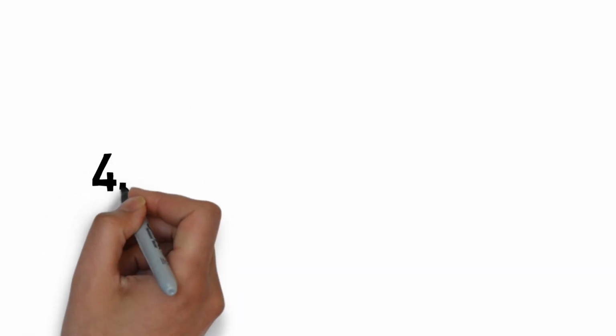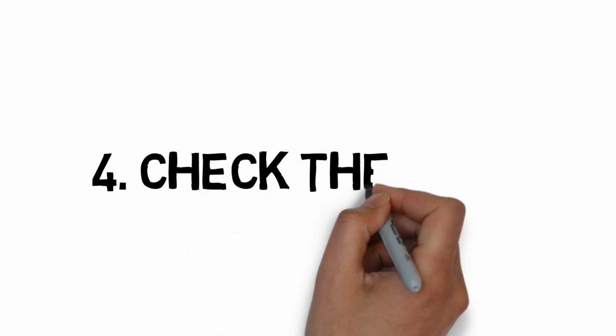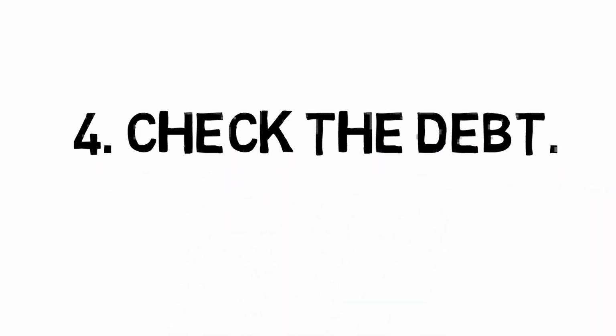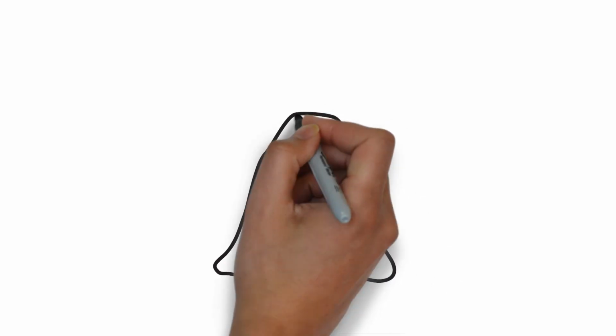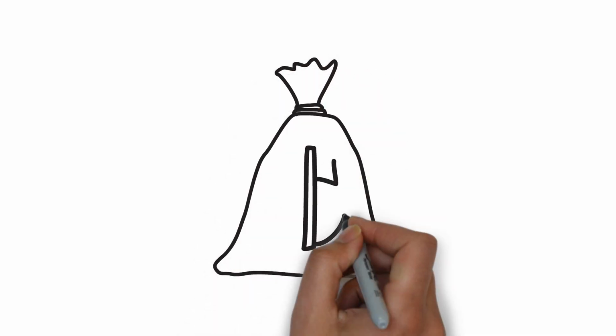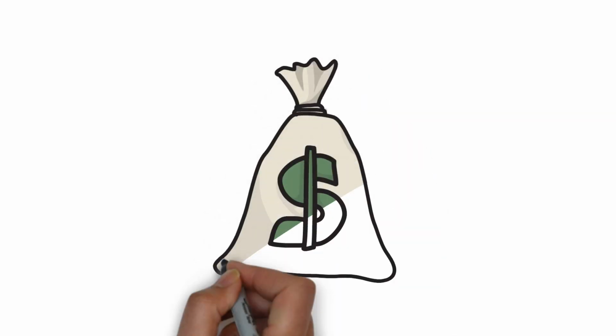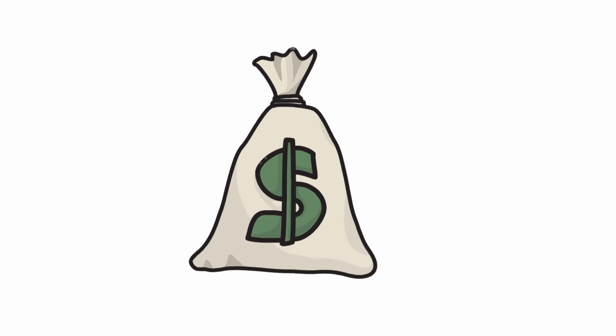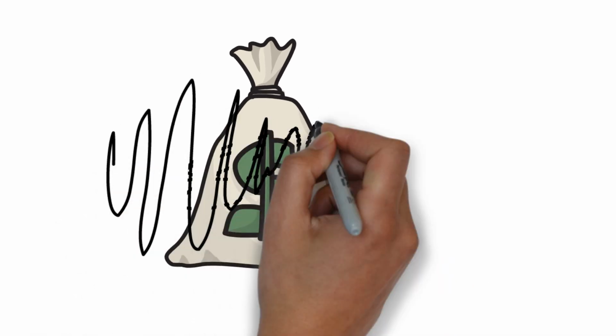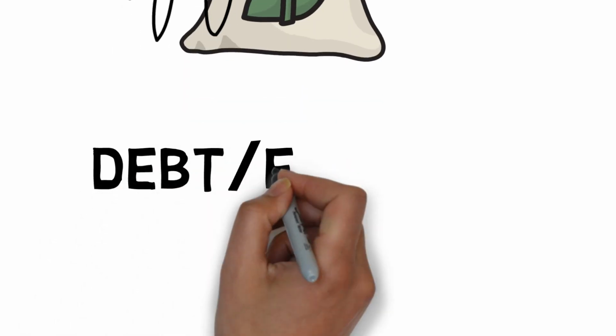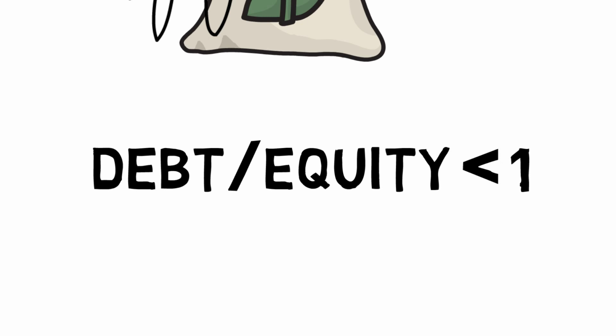Step 4. Check the debt. Company's debt is one of the biggest factors to check before investing in a company. A company cannot perform well or reward its shareholders if it has huge debt. In short, avoid companies with huge debt. As a thumb rule, always invest in companies with debt to equity ratio less than 1. You can use this ratio in the initial screening of the stocks, or else check the financials on the Screener website.